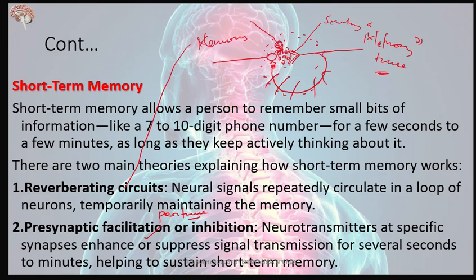Reverberation also increases the release of neurotransmitter. This is because we are having continual stimulation at this particular area. So the physiological explanation of the short-term memory could be revolving around the reverberating circuit or the presynaptic facilitation. The inhibition, remember, is serving the negative memory.